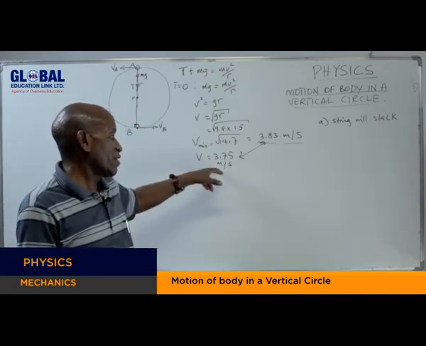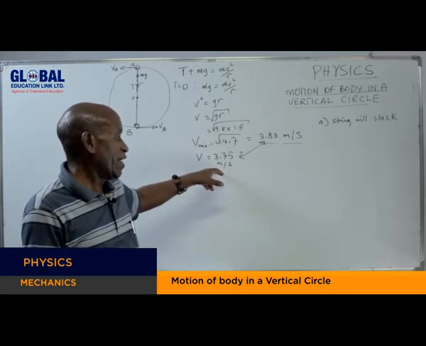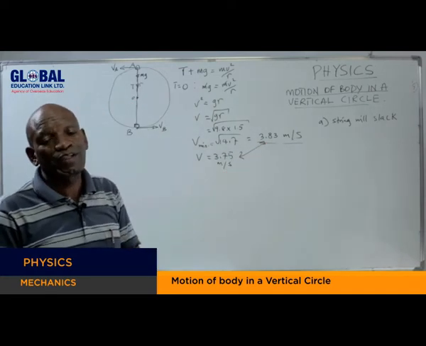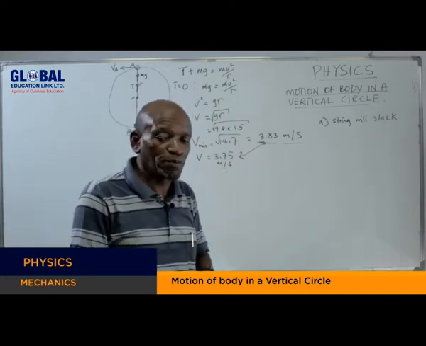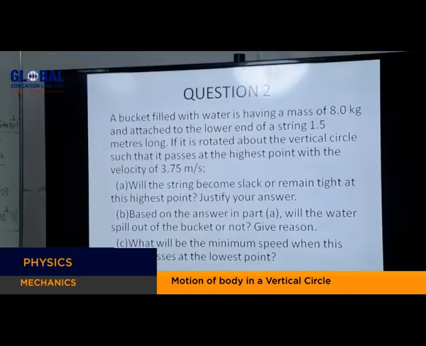So if we are basing on part A, the water will spill out because the velocity which the bucket is given is really smaller than the actual minimum velocity at which that particular bucket is supposed to possess. Okay, we go to part C.